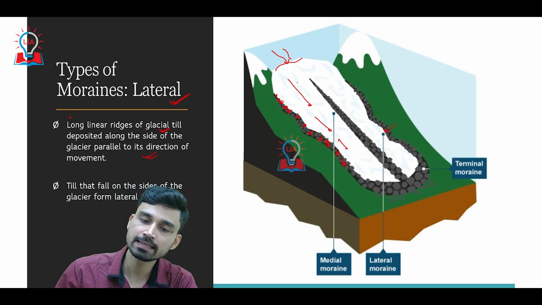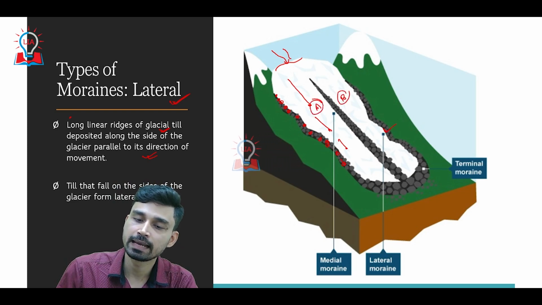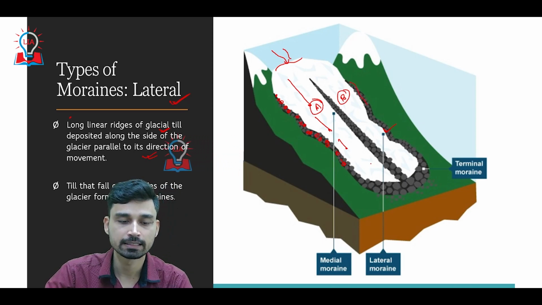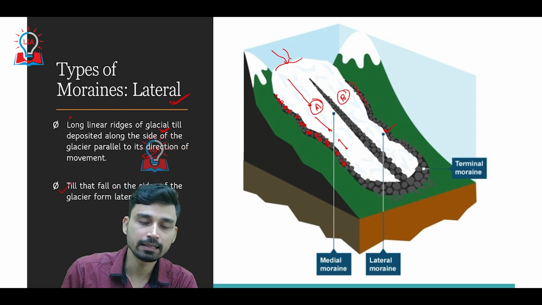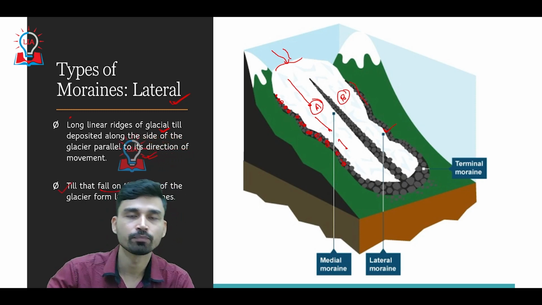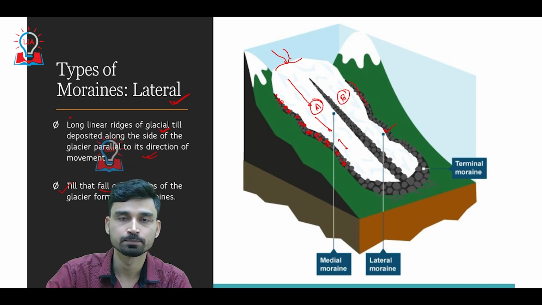As you can see in this case, we have two glaciers. This we can call glacier A, this is glacier B, and that is why both glacier A and B are depositing the sediments on both of their sides. So the glacial till that falls on the side of a glacier forms what we can call lateral moraine.